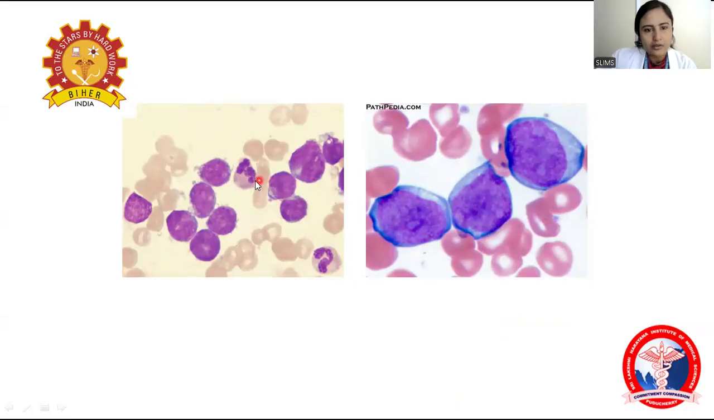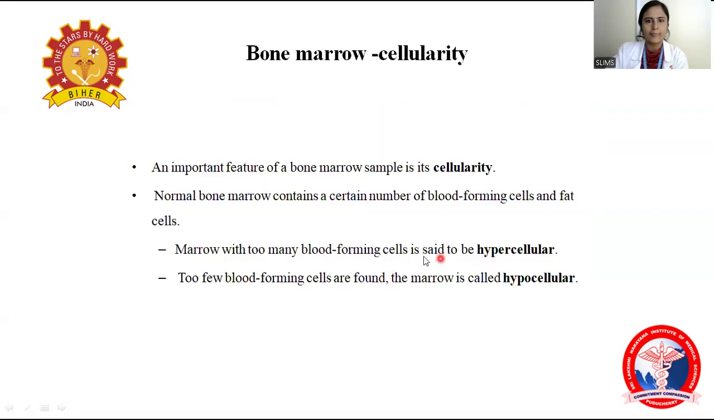On your right-hand side, you can see a lymphoblast, which has a thin rim of cytoplasm. This cell does not have much cytoplasm, but it has a larger nucleus, and inside the nucleus you can appreciate nucleoli. But compared to the myeloblast, the nucleoli in the lymphoblast are fewer. Coming to the myeloblast, the cytoplasm is a little more than in the lymphoblast. They have granularity in the cytoplasm, and the nucleus is small compared to the lymphoblast, and nucleoli are present.